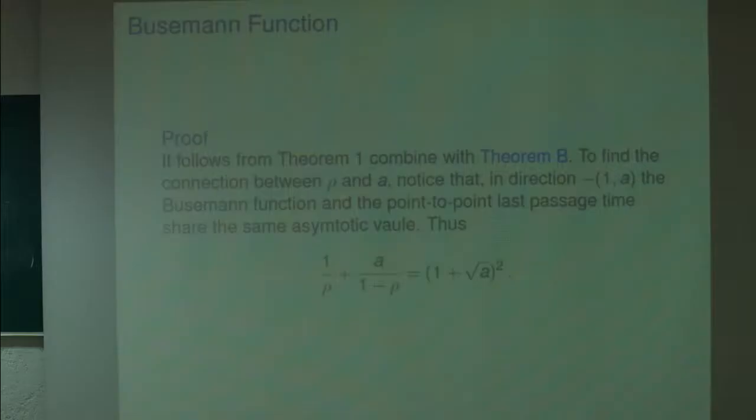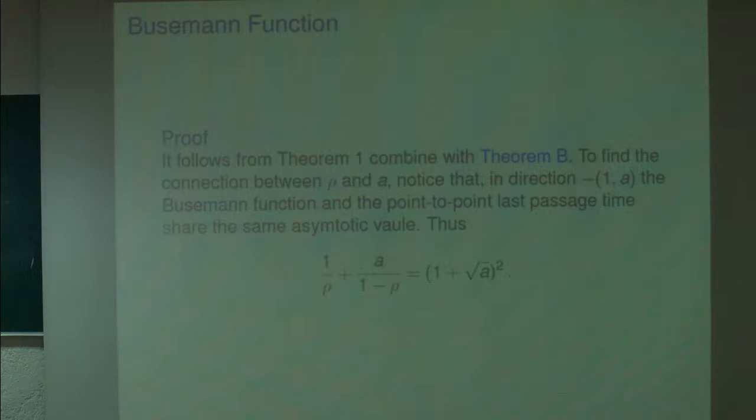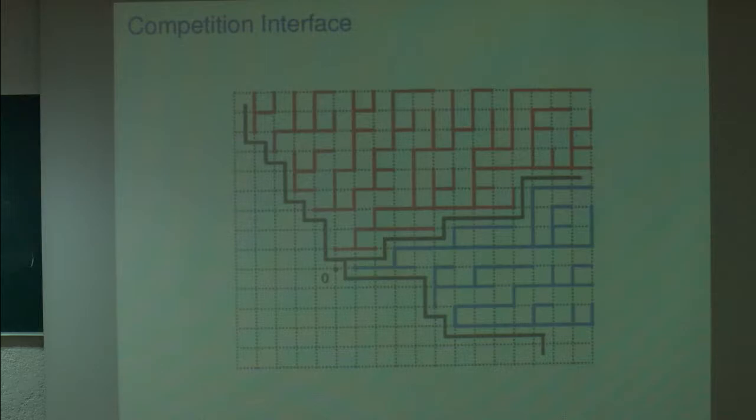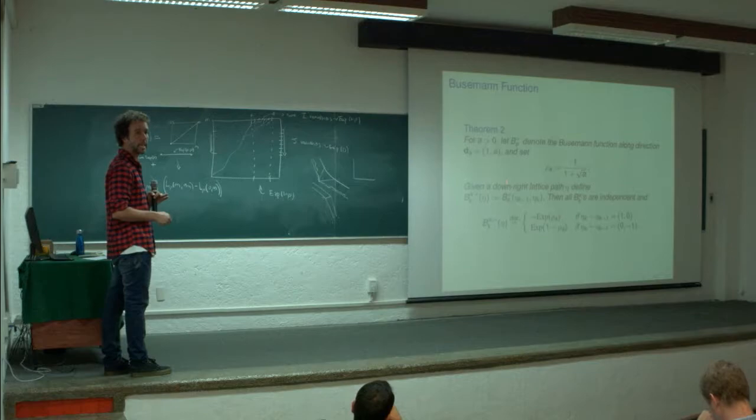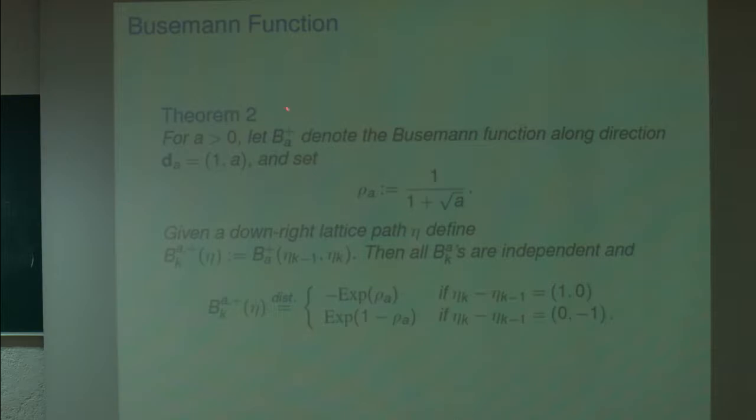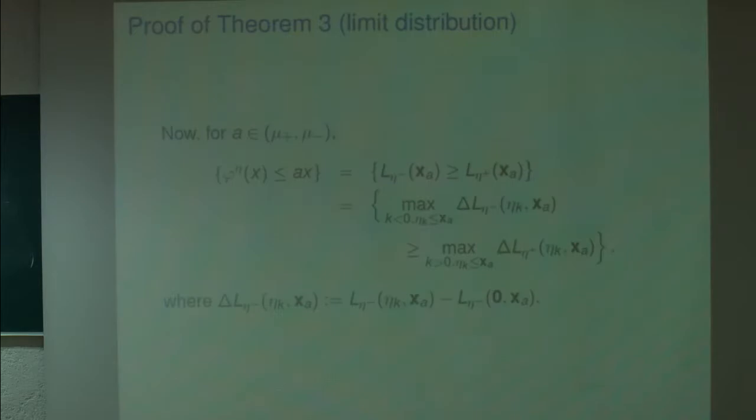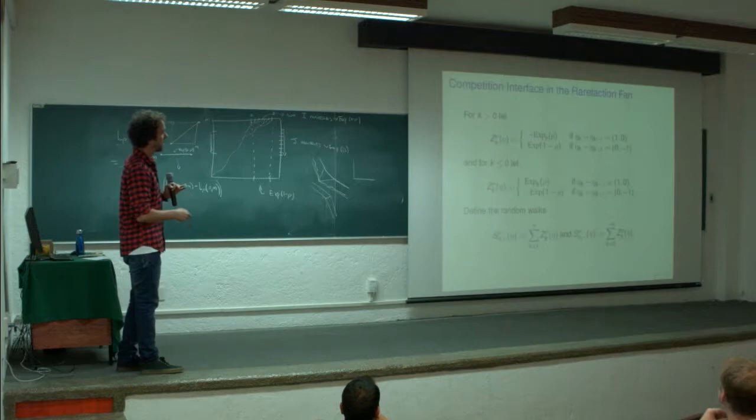Yeah. So this is the result, and I think I will more or less stop here, but just mention that in the next lecture we will study the competition interface, and we will link the behavior of the competition interface with the Busemann function. How we can get results about this competition interface by using the theorem for the competition interface and also for the geodesic flow. Okay, that's what we're going to do in the next lecture. Okay, I think this is a good point for me to stop. Thank you.